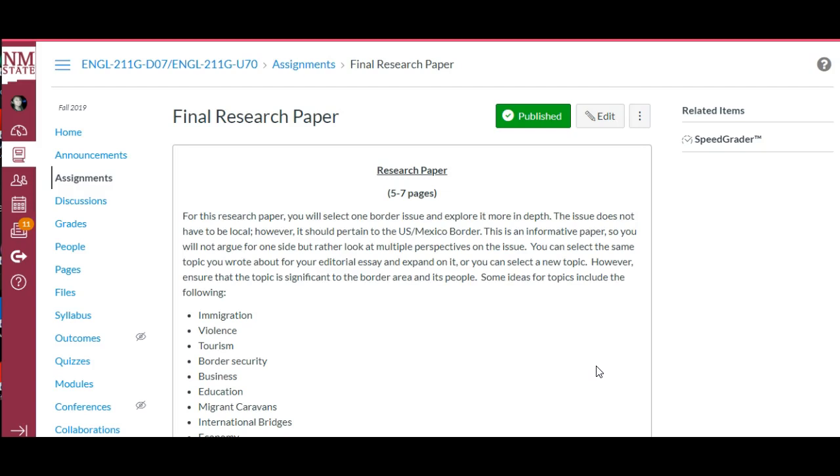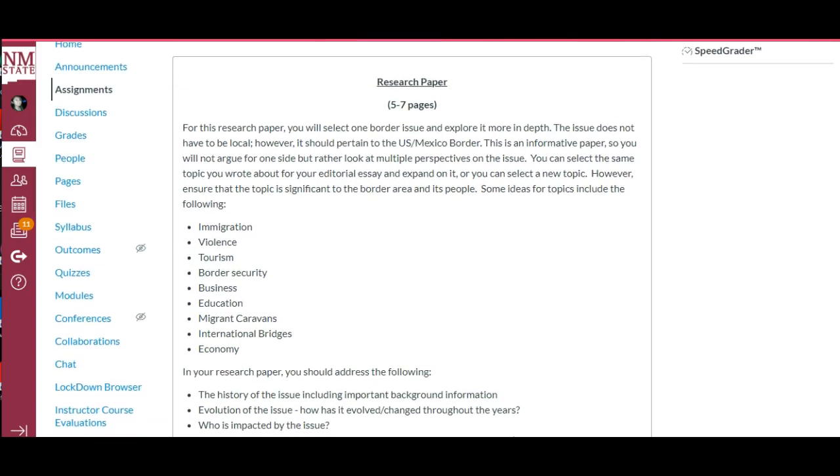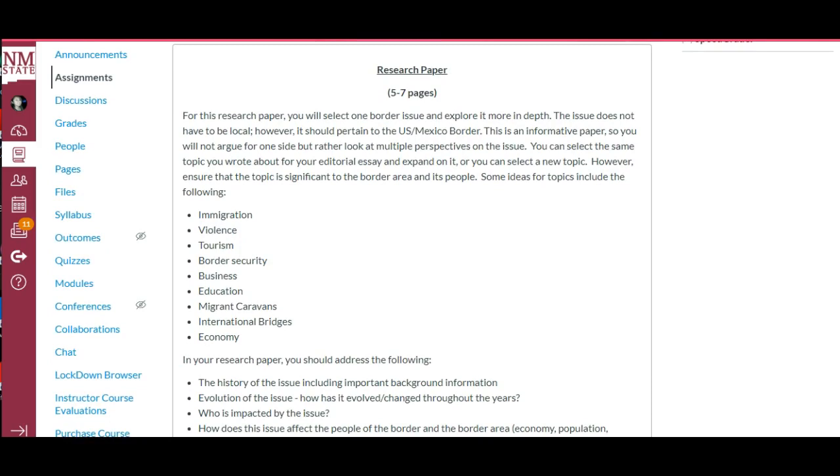So I'll go ahead and go over those right now, but of course the first thing we should all do is look at the instructions to understand what the research paper is asking for. So basically for this research paper, what we are doing is we are looking at a border issue and we're exploring it more in depth. So we're going to research its history, its background. We're also going to explore the multiple perspectives that surround this topic.